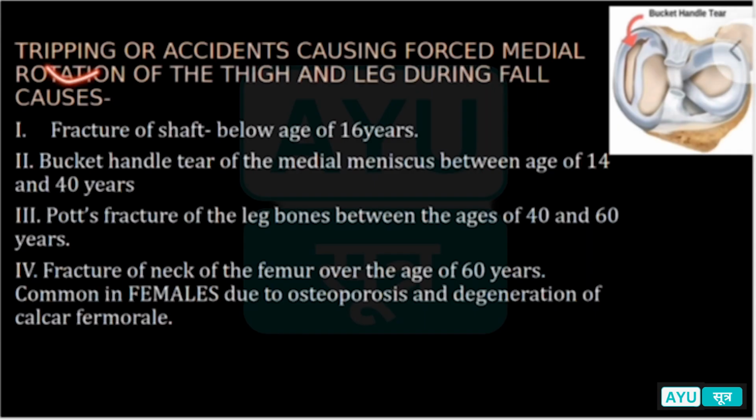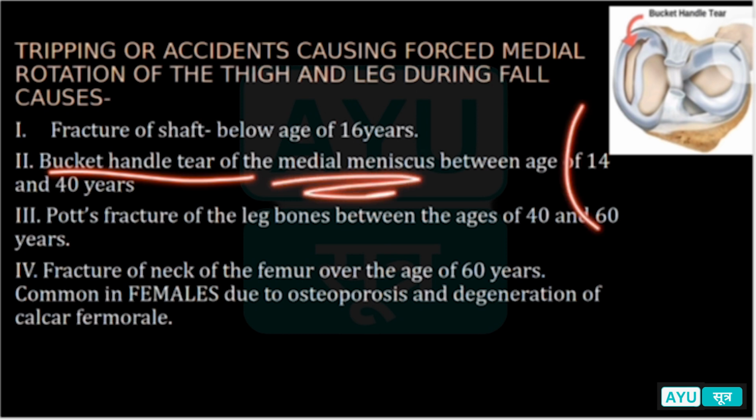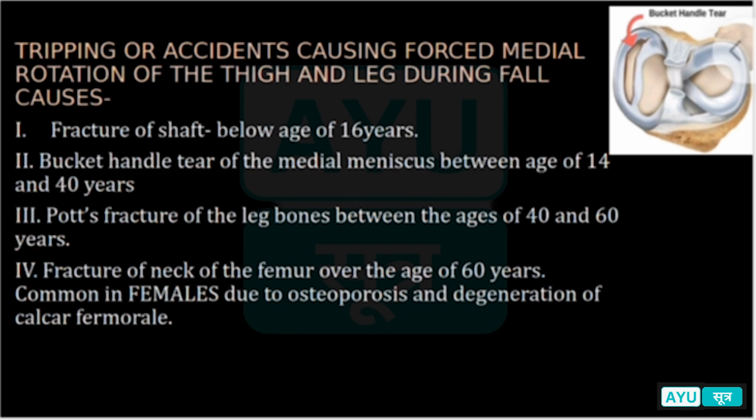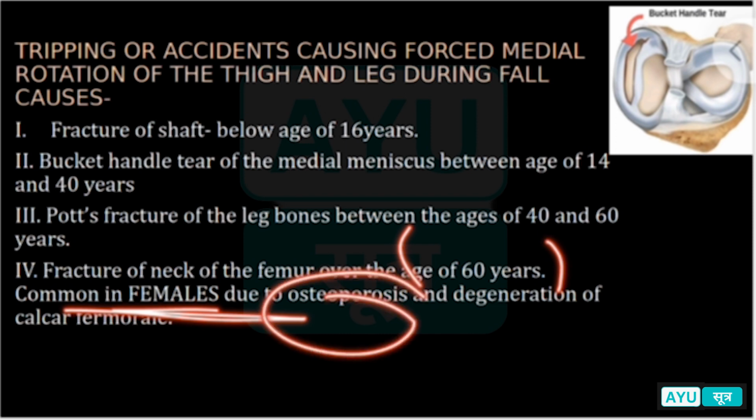Due to tripping or accidents, there may be fracture of the shaft, which generally occurs before the age of 16 years, bucket handle tear of the medial meniscus, which occurs between the age of 14 to 40 years, and Pott's fracture of the leg bone, which occurs between 40 to 60 years of age. Fracture of the neck of the femur generally occurs over the age of 60, and it is more common in females due to osteoporosis or degeneration of calcar femorale.